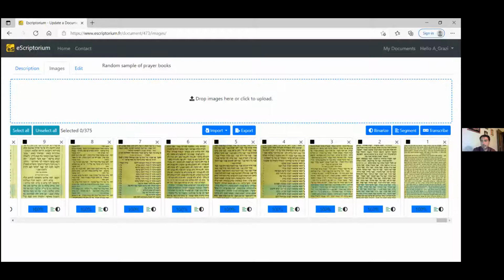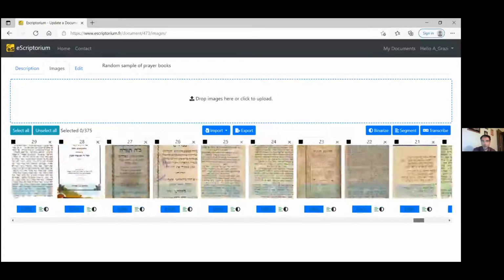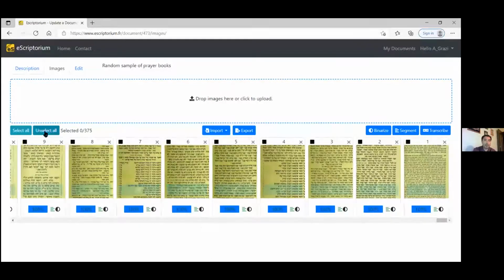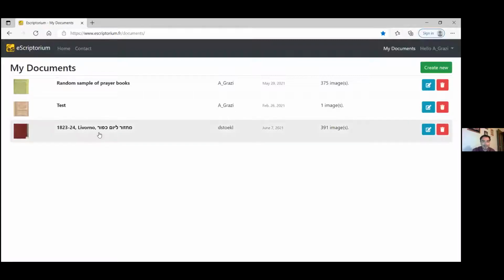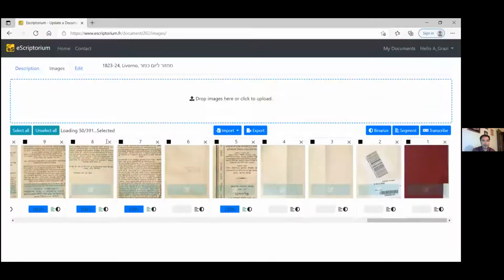So this is how my random sample looks. But let's go back to all my documents. I would like to make a deeper demonstration, and to be sure not to tamper with the work that I have already done, let's go to another text, which I will use just as an example. Here, this is the Machzor Yom Kippur, printed in Livorno in 1823.